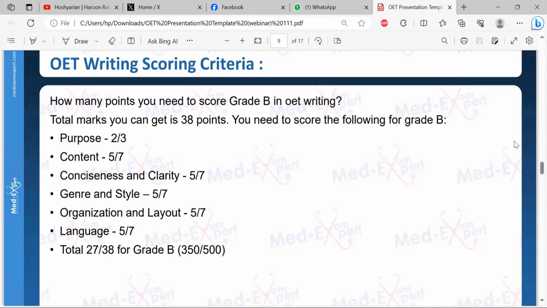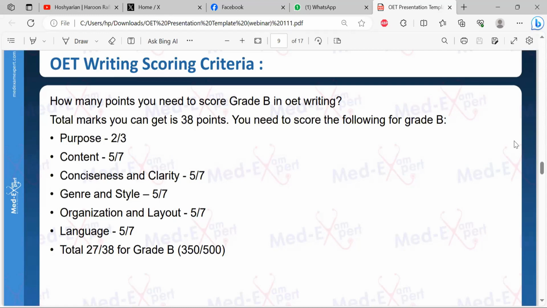Trust me, if you have all the proper guidance and all the knowledge, because I have seen a number of aspirants who start from scratch, at zero, and by letter number 5 or letter number 6 or letter number 7, they are doing amazing performance. I have encountered a number of students, okay? So how many points do you need to score grade B in OET writing? The total marks you can get is 38 points, okay? So 38 points means 500. The total score is 500.